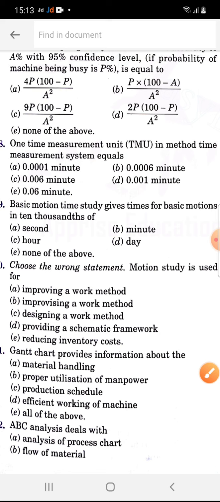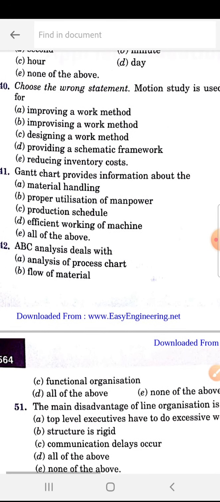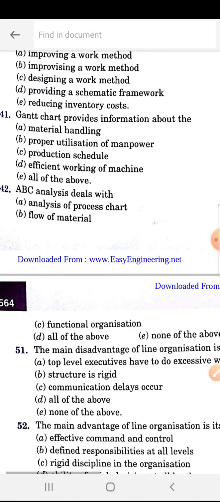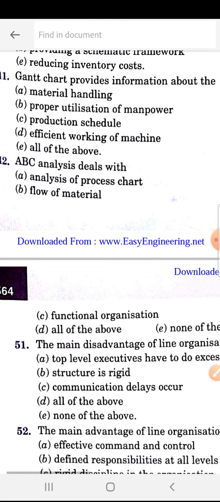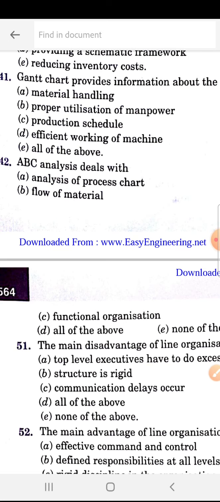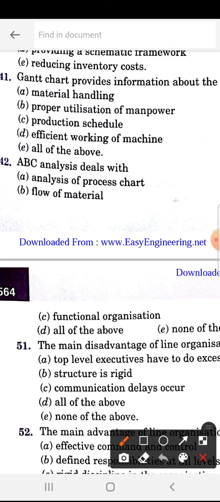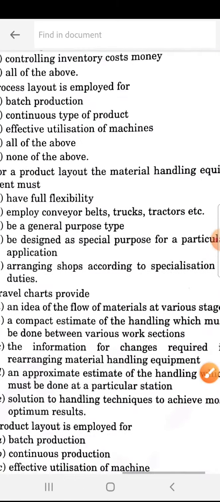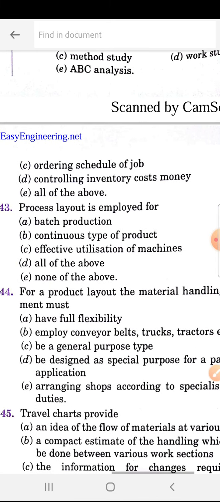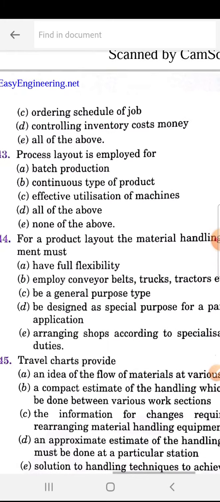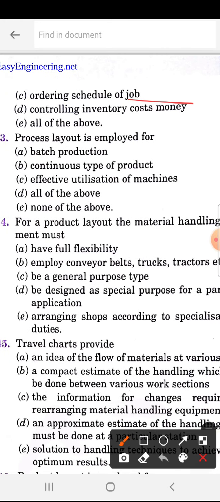Next, 41, Gantt chart provides information about what? Production schedule. So 41 is C, it will provide information about a production schedule. ABC analysis deals with inventory. 42 is D, controlling inventory costs. So ABC analysis deals with inventory.